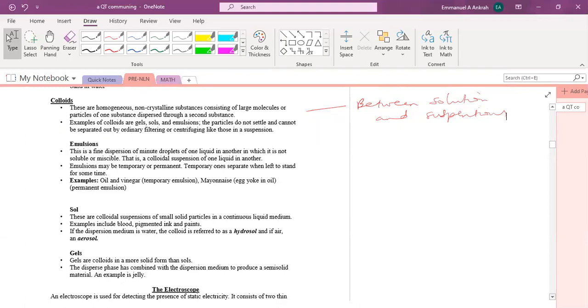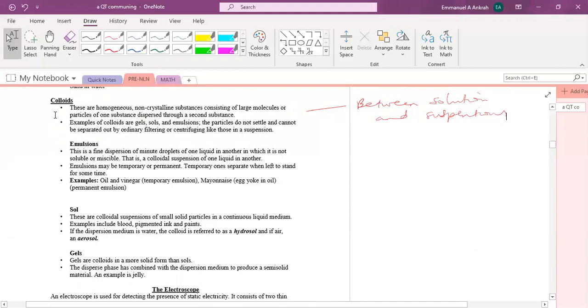Then gels. Gels are colloids that are more solid than the sols. You know, they are more solid, the gels. So in a gel, the dispersed phase has combined with the dispersion medium to produce a semi-solid material. An example is jelly. So jelly is an example of this.